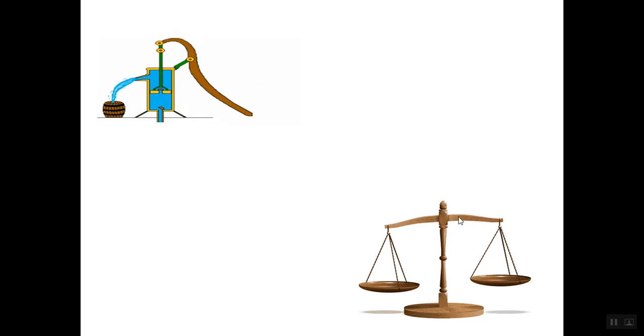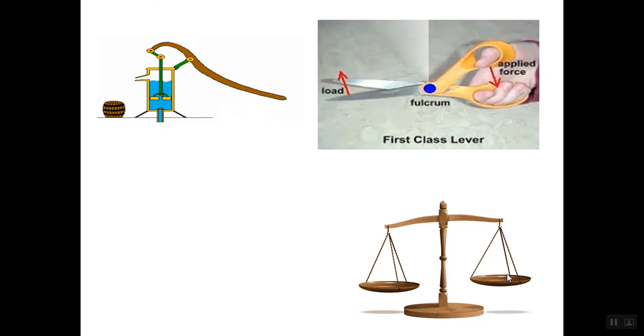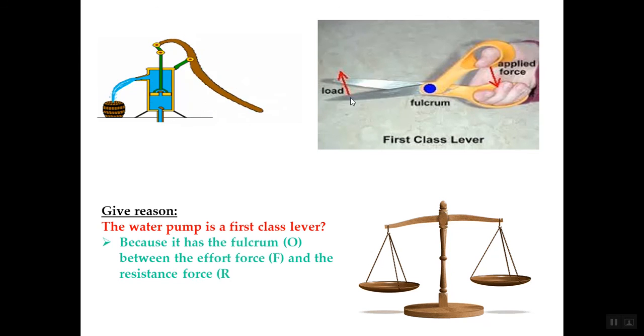Even the common balance. The common balance here is the fixed point. You put the fruits or the vegetables here, and you put the weight here. So the fruits and the vegetables can be considered the resistance, and you put the standard masses to equilibrate the resistance. So the common balance is an example of the first class lever, and also the scissors. Here is the force, the fulcrum, and the resistance. Give reason. The water pump, the paddle, and the scissors are first class levers. Why? Because the fulcrum is between the force and the resistance.